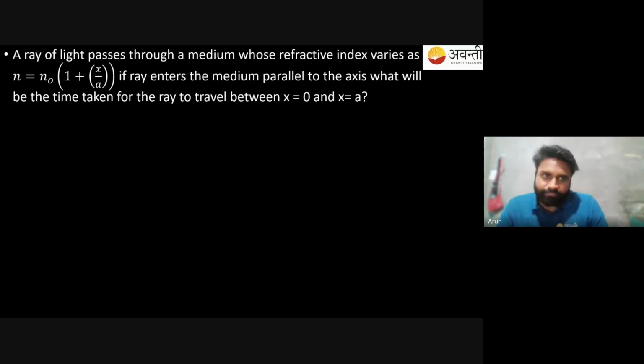Okay, it will depend on the value of position. Okay? If a ray enters the medium parallel to the x-axis, what will be the time taken for the ray to travel between x equals 0 to x equals a?